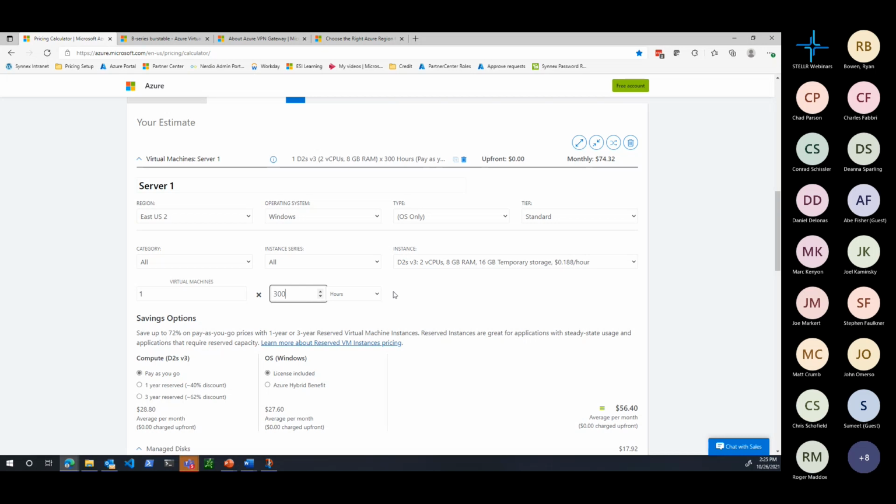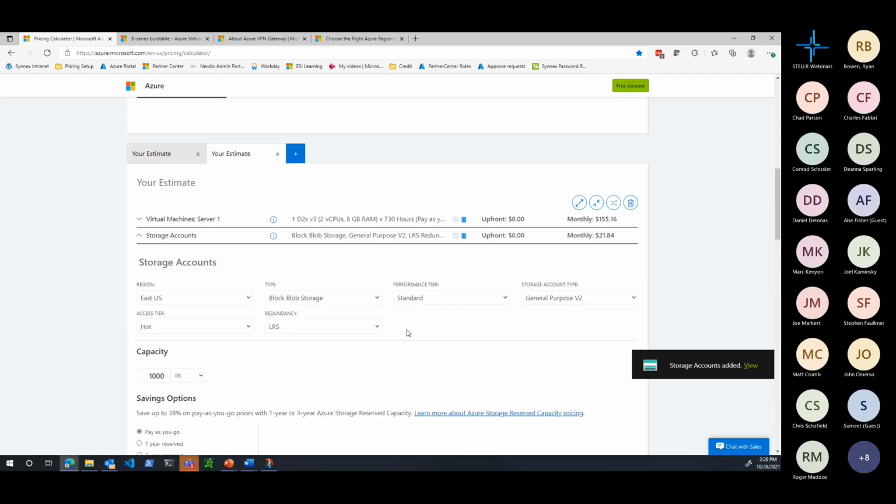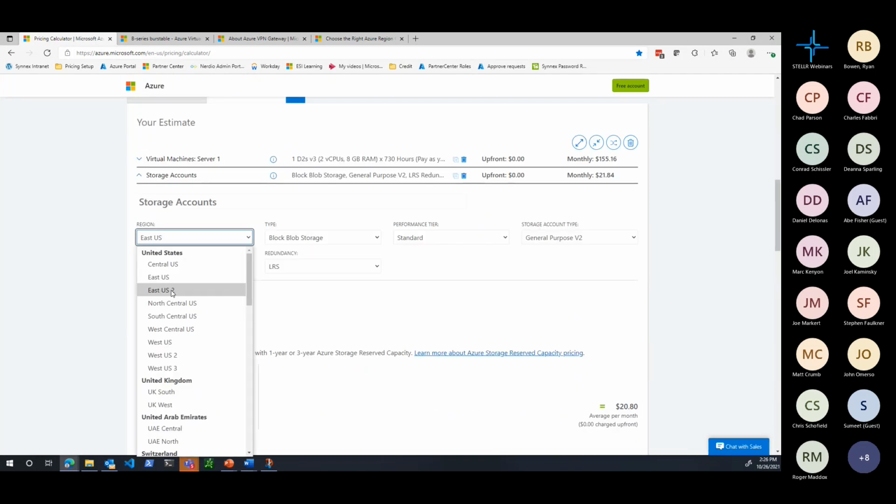Excuse me. So how we get to that number is 365 times 24 divided by 12, which gets us the 730 hours that we use as we build out our estimates. As you go along, you will get more familiar with this, and VMs are one of those very common things that we estimate a lot. So I'll collapse this one, come back up here and add a storage account. Again, I have to select my region.